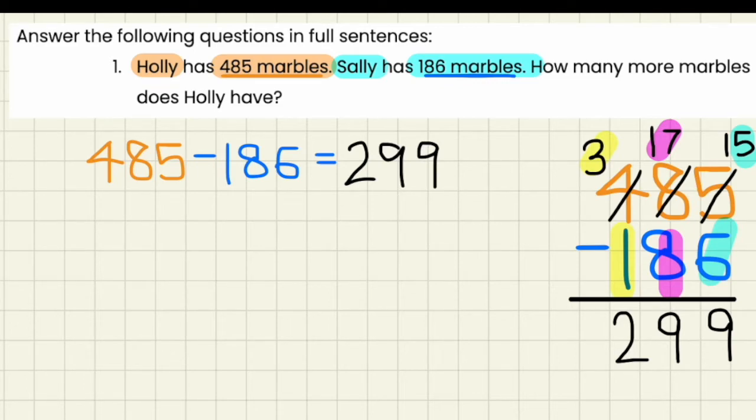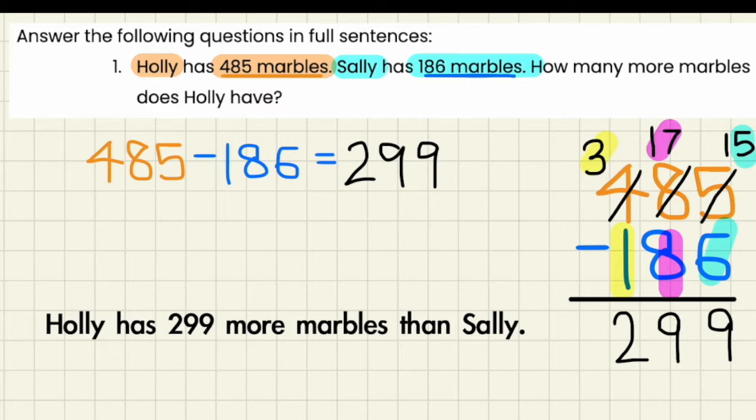And to answer this question in sentence form, how many more marbles does Holly have? We should say, Holly has 299 more marbles than Sally.